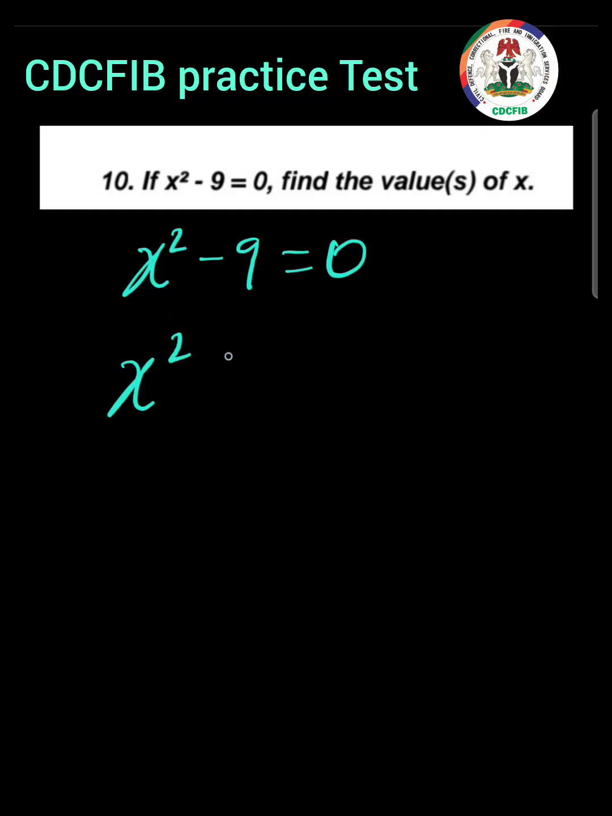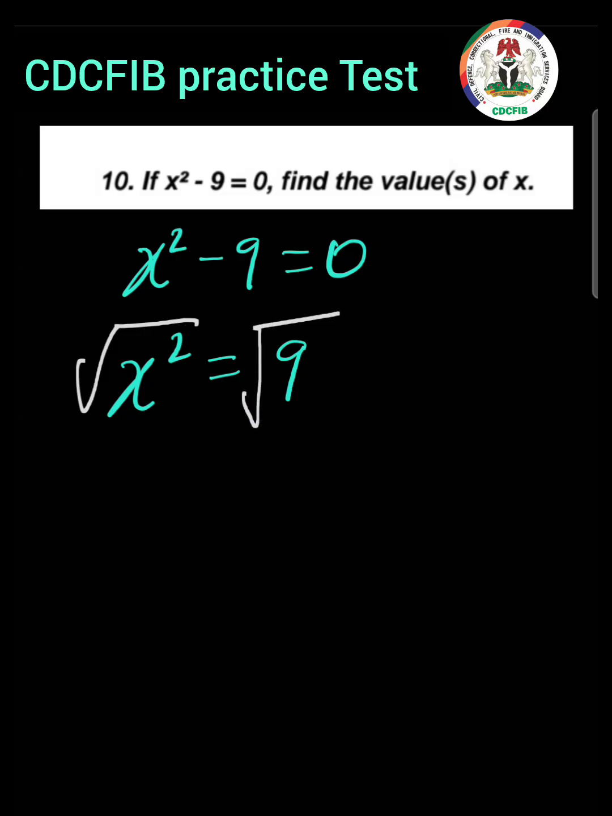So we're going to have x squared equal to, when negative crosses an equality sign, it becomes positive 9. Now the next thing we're going to do, remember we're looking for the values of x, not x squared. So what we are going to do to eliminate the square is to take the square root of both sides. We take the square root of the left hand side, we also take the square root of the right hand side.